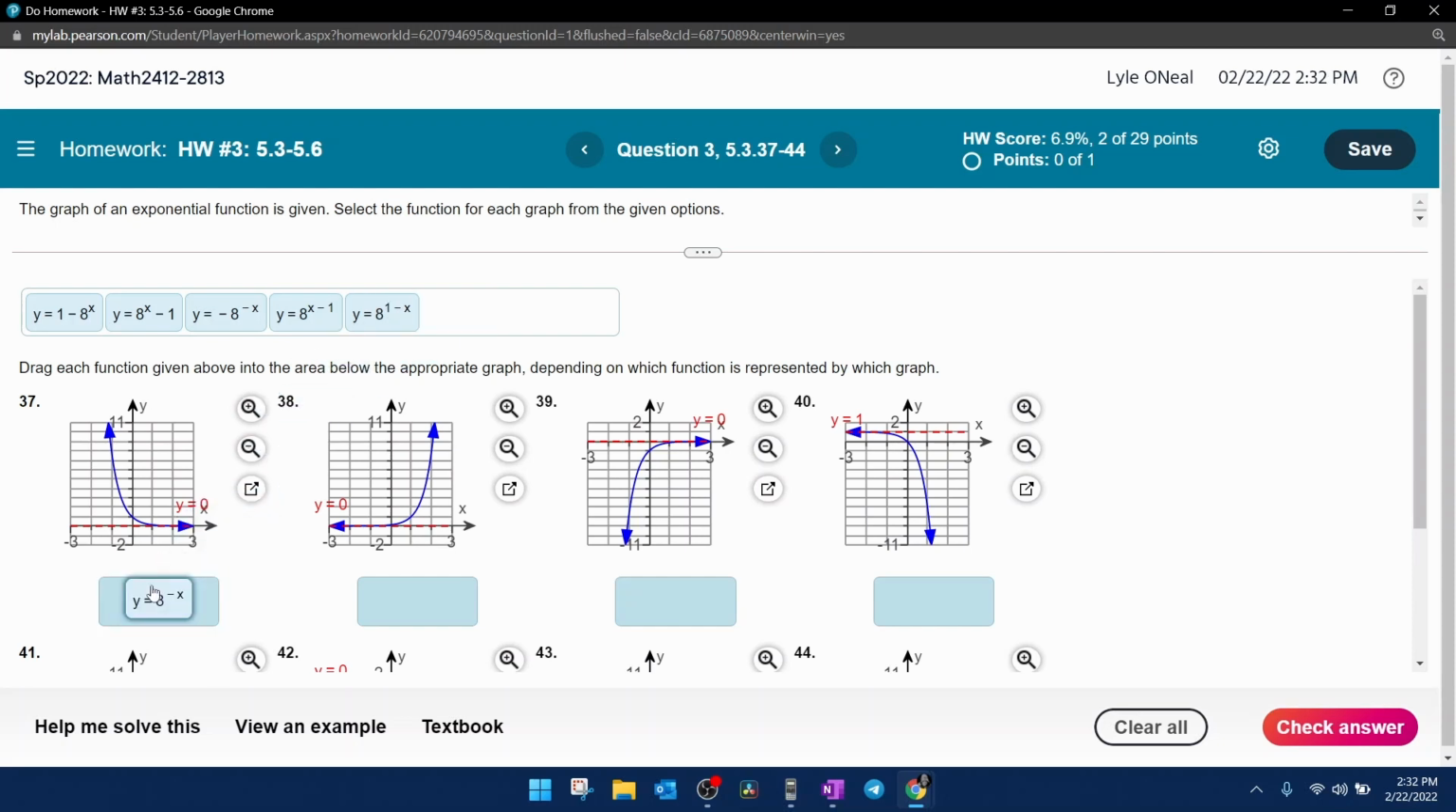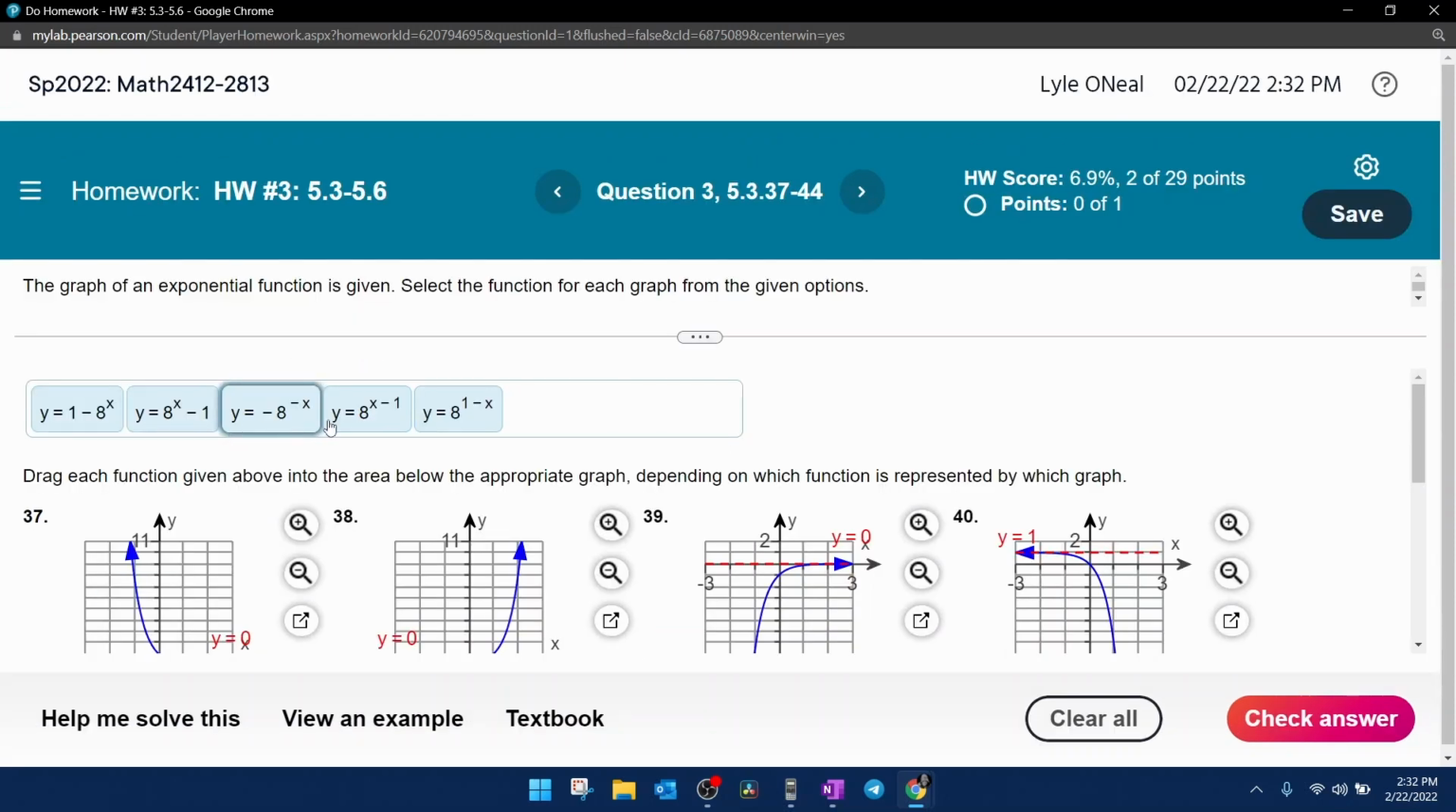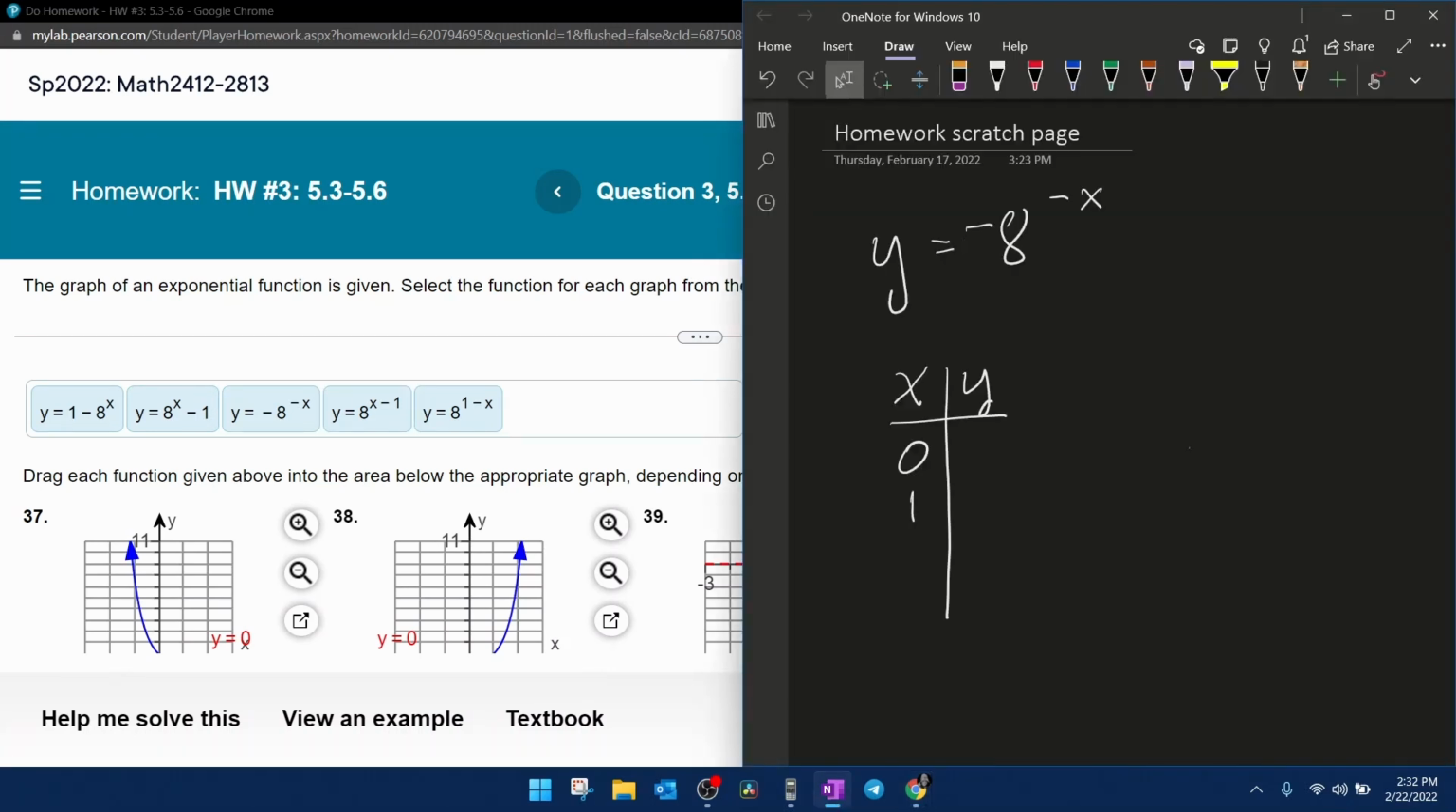So here we go, drag and drop, bam. All but one of these has a shift. I think the next easiest equation to match up would be y equals negative 8 to the negative x. So again, if we go back to our table of values and plug in 0, we're going to get negative 8 to the 0. Remember, anything to the 0 is 1, so that's going to be negative 1. And negative 8 to the negative 1 would be negative 1/8.